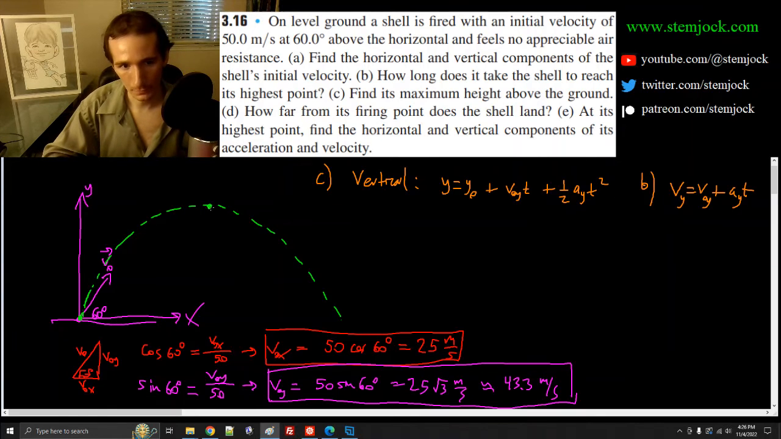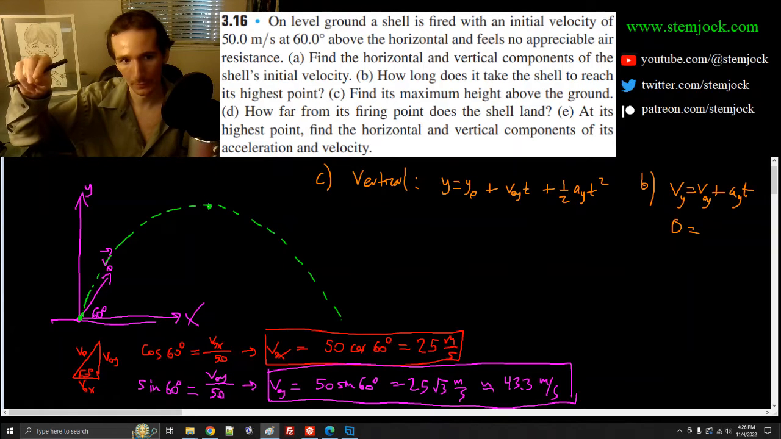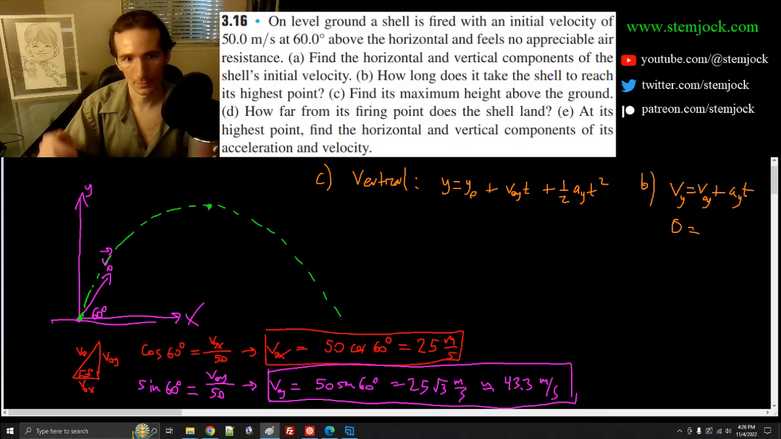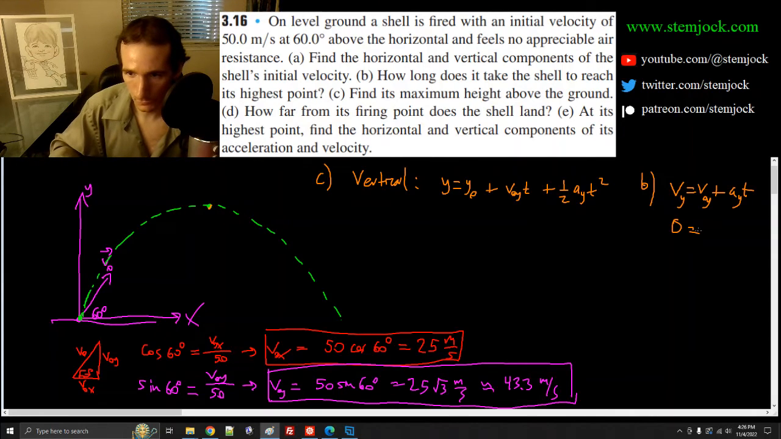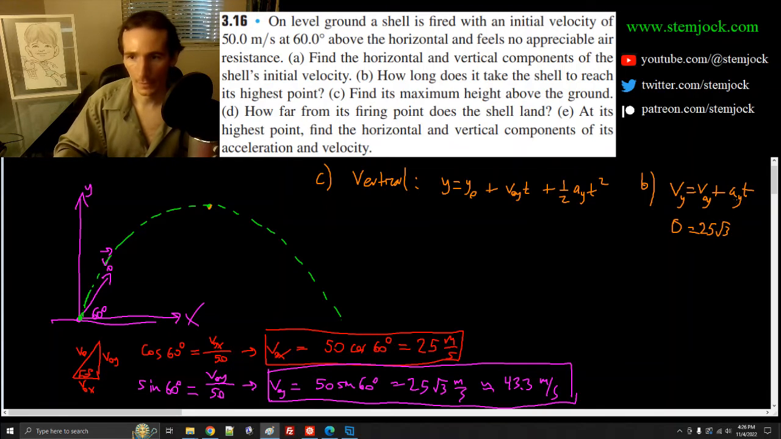At the very top of its motion, the component of the velocity in the y direction is 0. It's at a complete standstill. It's not moving at all up or down. So vy is 0 at this point. v0y is 50 sine 60, what we calculated here. I'm just going to put 25 square root 3.